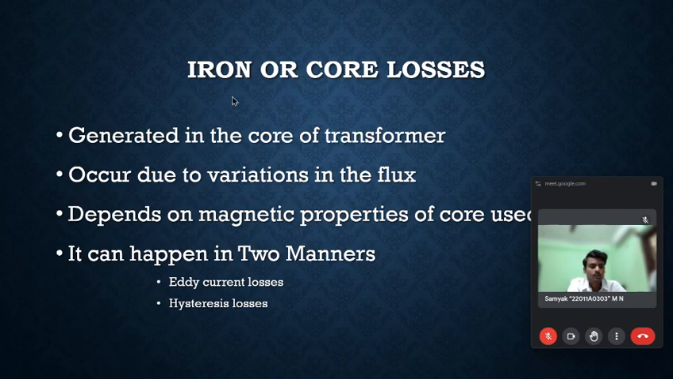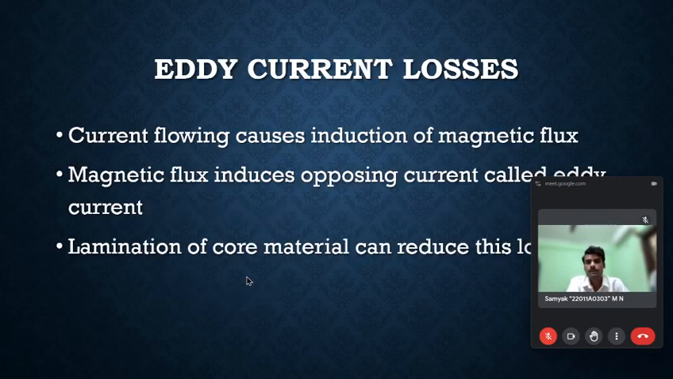The iron or core losses occur due to the inherent magnetic properties of the core material. You see, the core material itself has certain magnetic properties. Iron has a ferromagnetic property. And due to this property, it can cause a loss because of the variations in flux generated when current is flown in the primary coil. Now, how it can occur is eddy current losses and hysteresis losses, which we'll look at in detail.